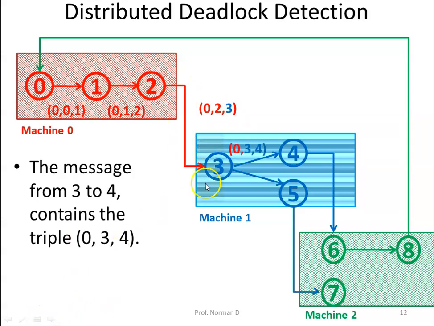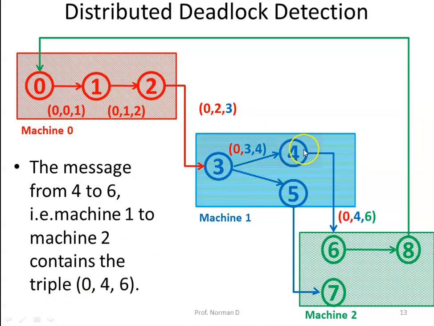Next, the message is being sent from 3 to 4 on the local machine 1. So we keep the first parameter as it is. The process which is sending the message is 3, and the message is being sent to 4. Similarly, from 4 it moves to 6. So the first parameter remains the same. The message is being sent by 4, and the receiving process is 6 on machine 2. So the probe message in this case is 0, 4, 6.